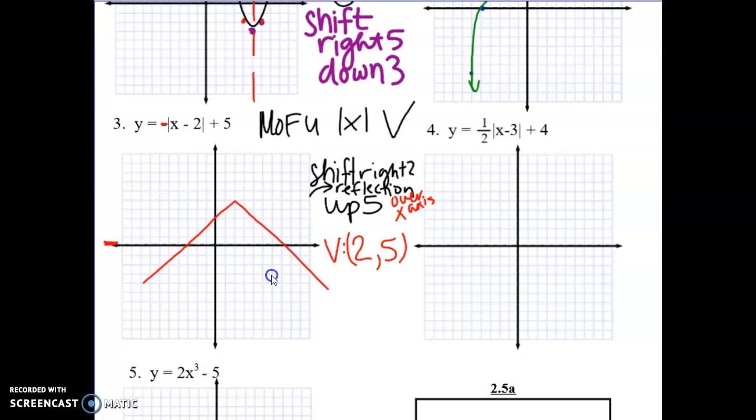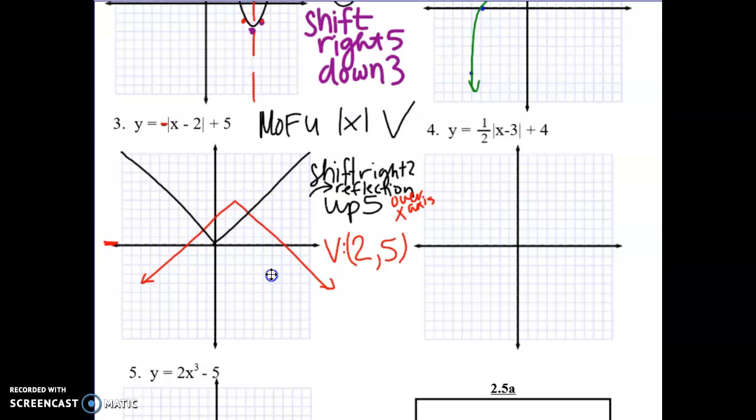And then I look at the end and I say, okay, I know that there's arrows forever. So from the original mother function, I'll draw that back in. The original was right here. That's not exactly perfect, so let's move it down. There it goes. That's your original. Then I moved it right 2. I reflected it over the x-axis, and then I shifted it up 5.